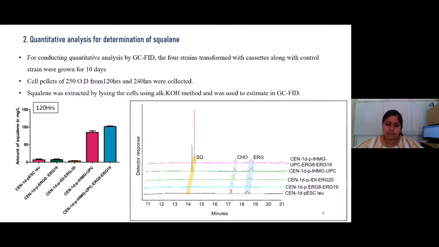graph. Cholesterol was used as an internal standard, and ERG is the ergosterol, which is the final product of the pathway that we focus on. Though there were slight variations in ERG, it was insignificant compared to the greater increase in the squalene synthesis for the THMG UPC mutant and the double mutant.